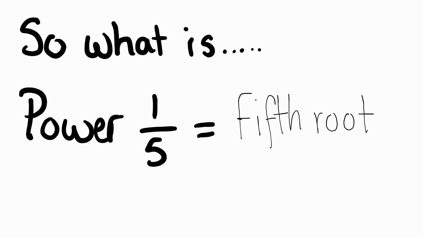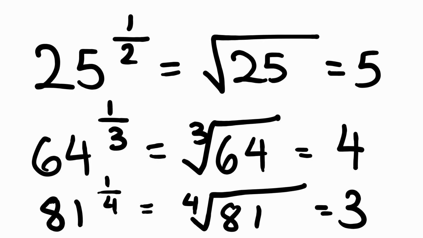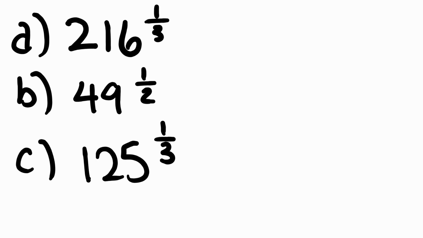And if the power was 1/6, then it will be sixth root, and so on and so forth. So for this example here, 25 to the power of a half is the same thing as square root of 25, which is 5. 64 to the power of a third is the same thing as cube root of 64, which is 4. And 81 to the power of a fourth is the same thing as fourth root of 81, which is 3. Now, I want you to try this yourself.